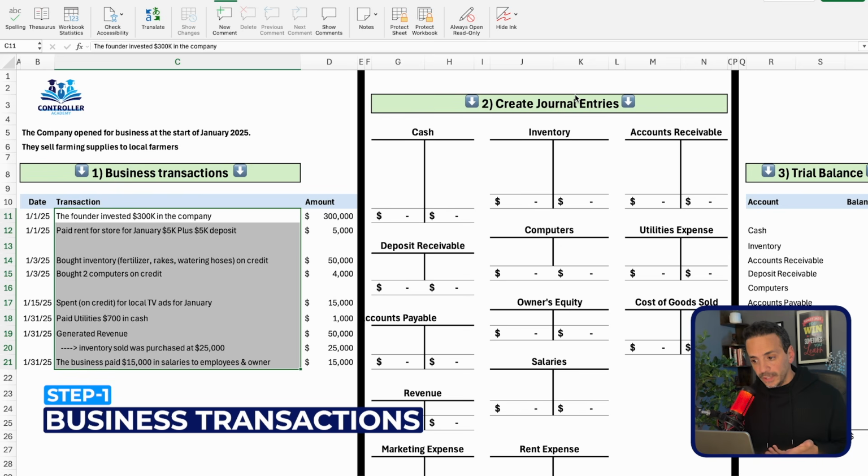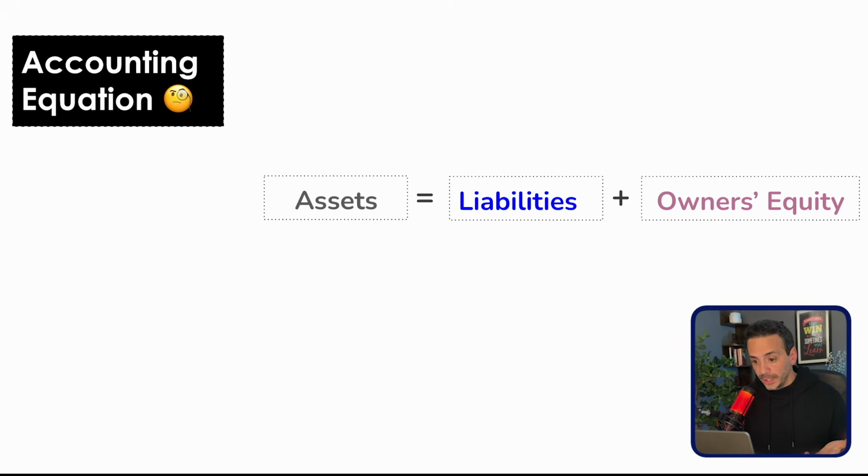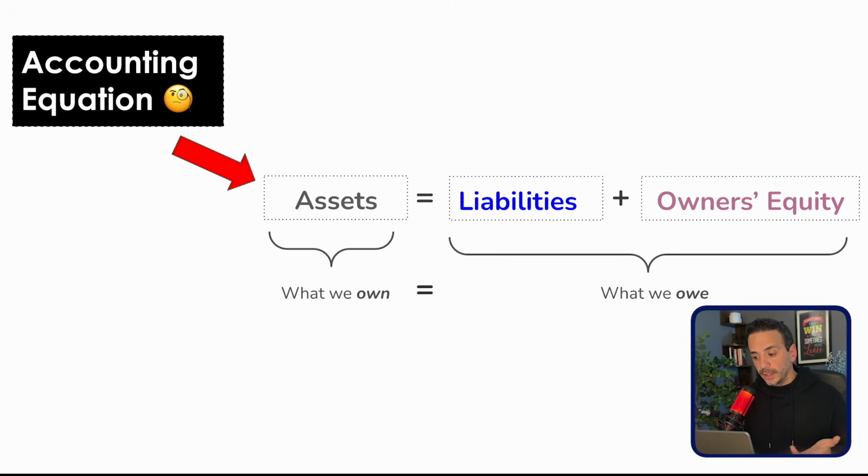But before diving into journal entries, let me give you a quick running jump into how to create them. We create journal entries in the form of debits and credits. That's based on the accounting equation, assets equals liabilities plus owner's equity. That is simply saying what we own in the business equals what we owe in the business. So what we own equals what we owe.